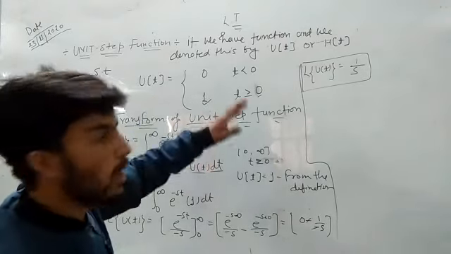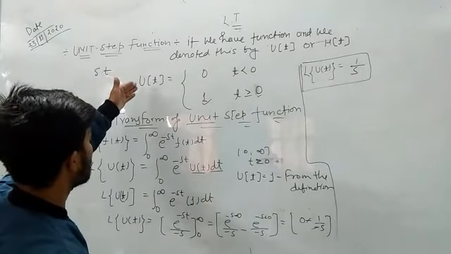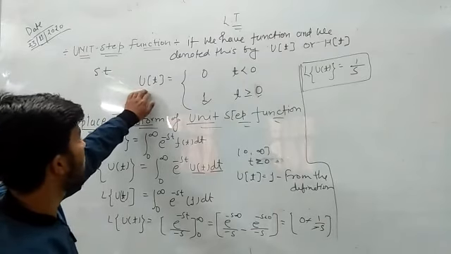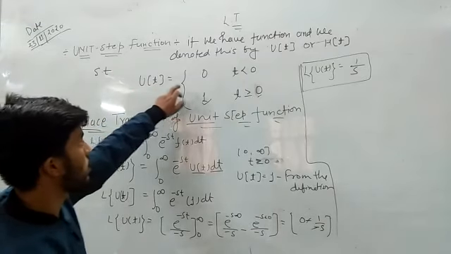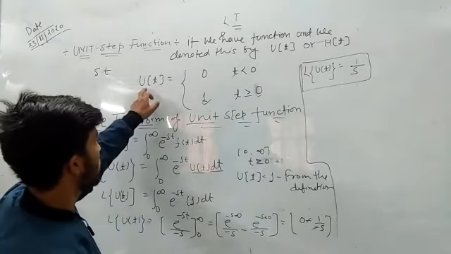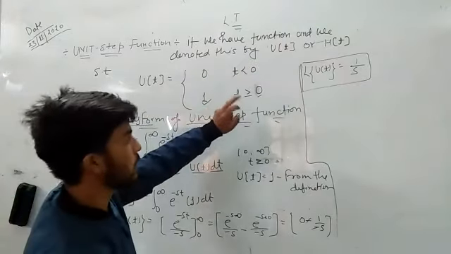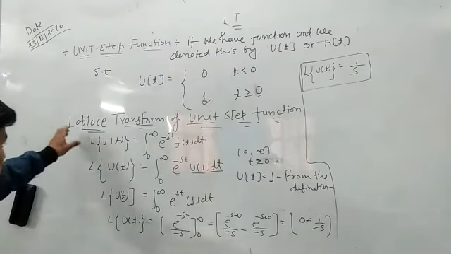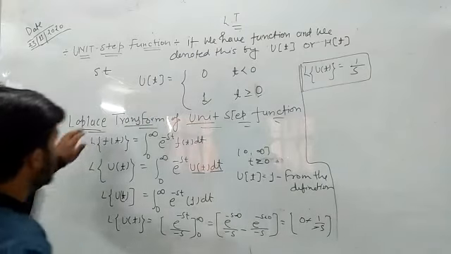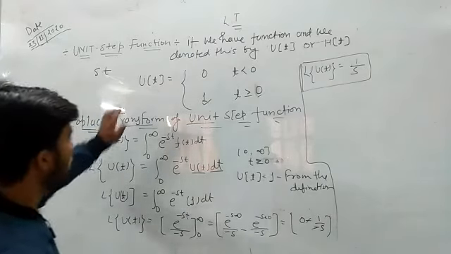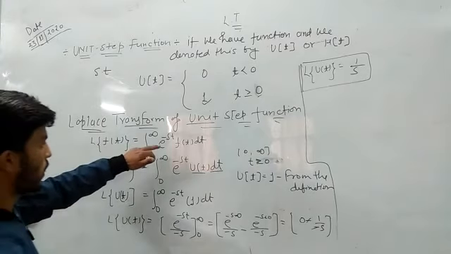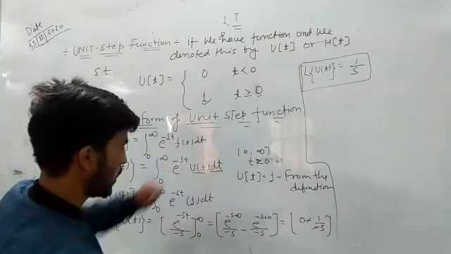First we must know what the unit step function is, that is, the definition of the unit step function. The unit step function u(t) is 0 if t is less than 0, and u(t) is 1 if t is greater than or equal to 0. Now we have to find the Laplace transform of this u(t). We know the general definition of the Laplace transform: the integral from 0 to infinity of e raised to the power minus st f(t) dt.